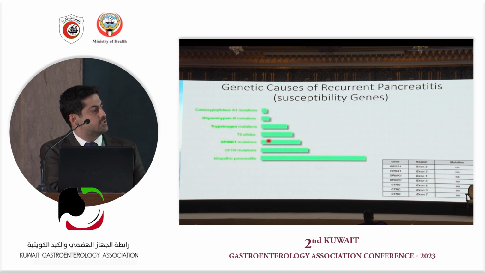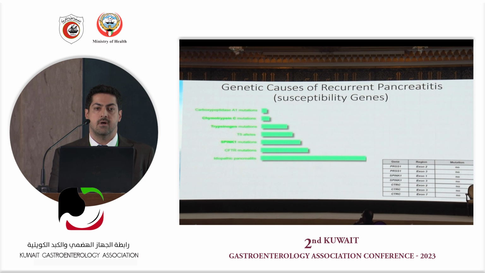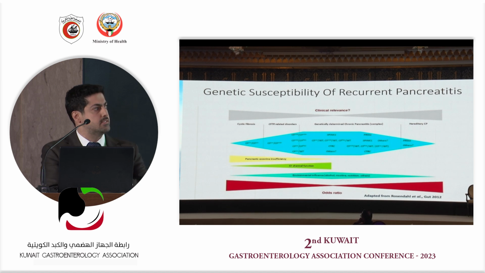The CFTR gene is common, SPINK1, the T5 allele, the trypsinogene mutations, chymotrypsin C mutation, and the carboxypeptidase A1 mutations are commonly involved in causes of recurrent acute pancreatitis. And the little table below is the actual genome of the patient who had recurrent pancreatitis and was all negative. So this is a nice demograph on all the genetic risk factors that are involved in recurrent pancreatitis.